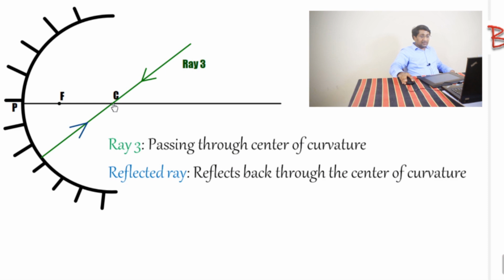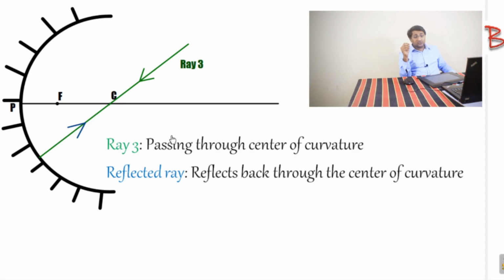So that is what representative ray 3 is. Now you have the center of curvature and let's say this is the incident point. Now a ray is traveling along the C and it hits the concave mirror and it travels right back in the same direction.